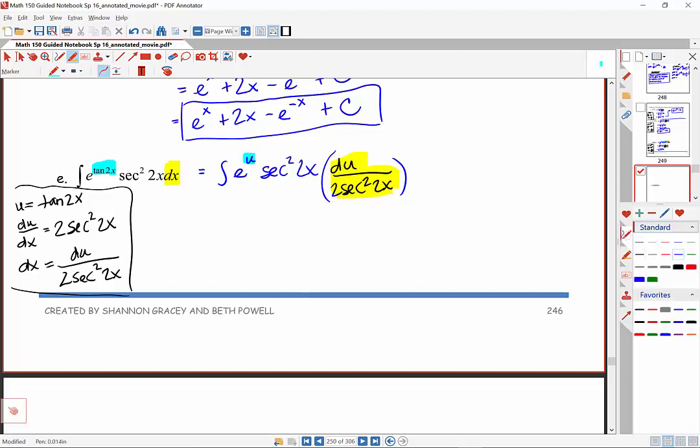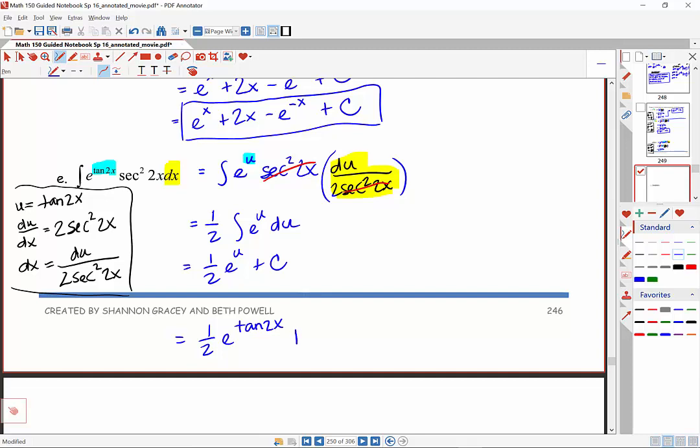So moving right along, the secant squared at 2x's divide out. So we will have 1/2 times the integral of e to the u du, which will give us 1/2 e to the u plus c, and we'll have 1/2 e to the tangent at 2x plus c. Whew. All right.